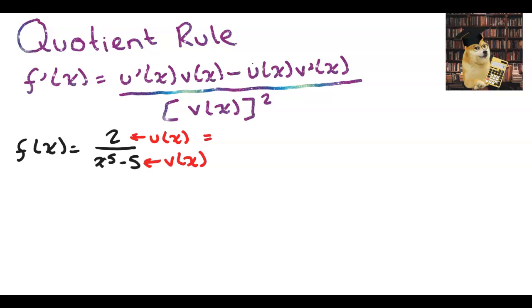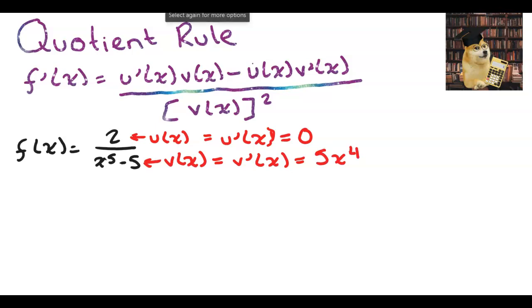What is the u prime of x of 2? My friends, could you tell me? Yes, you guessed correctly. It is only a number without a variable, so it comes to be 0. And in this case, for v prime of x, what is it? Yes, minus 5 is also a number without a variable, so it comes to be 0. So the only one that we need to get the prime of is x to the 5th. It comes to be 5x to the 4th power.